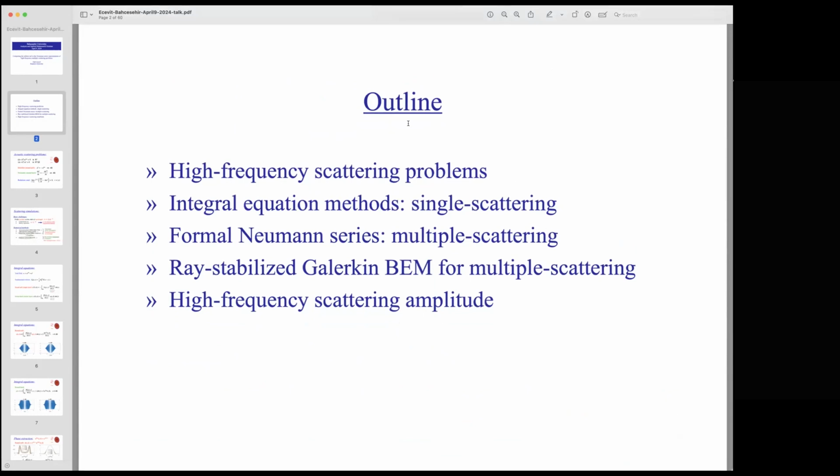The outline of my talk is I'll first introduce the high frequency scattering problems I'm working on. I'll talk about integral equation methods for single scattering problems, and then I'll introduce the formal Neumann series representation of multiple scattering problems. This will lead into our ongoing work on Ray-stabilized Galerkin boundary element methods for multiple scattering problems. And time permitting, I'll also talk about ongoing work on the high frequency scattering amplitude.